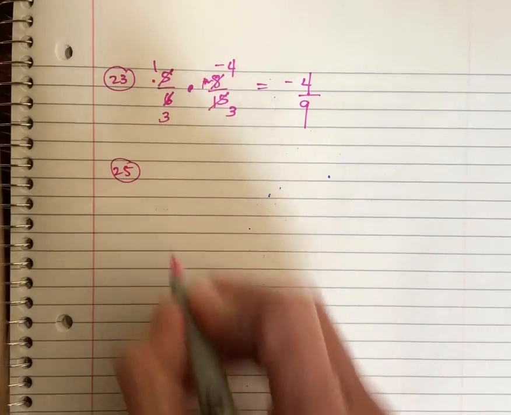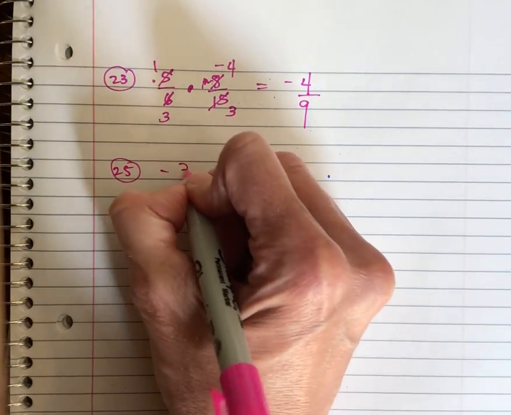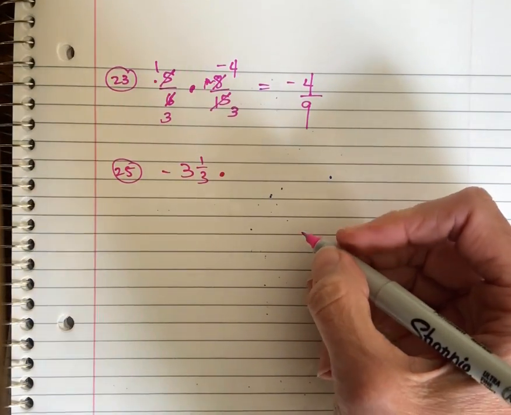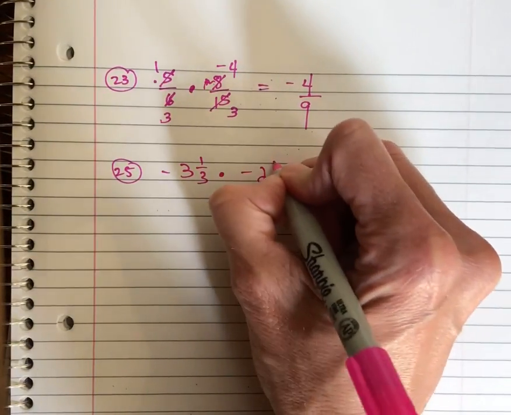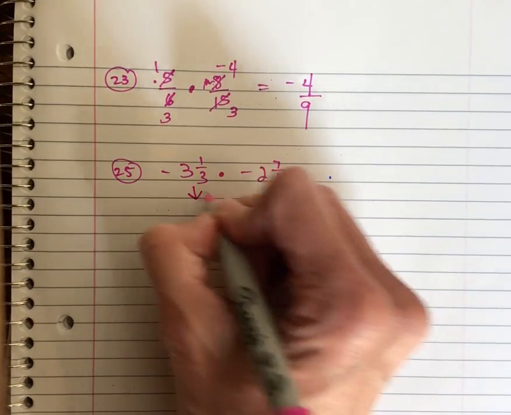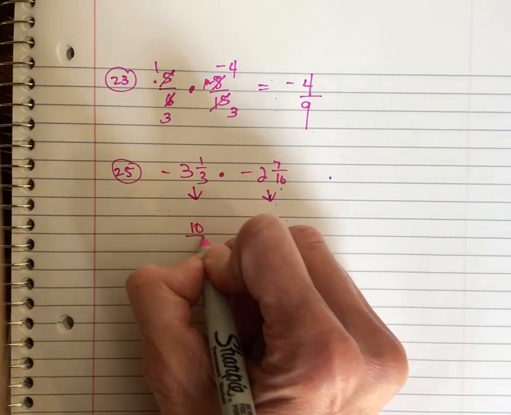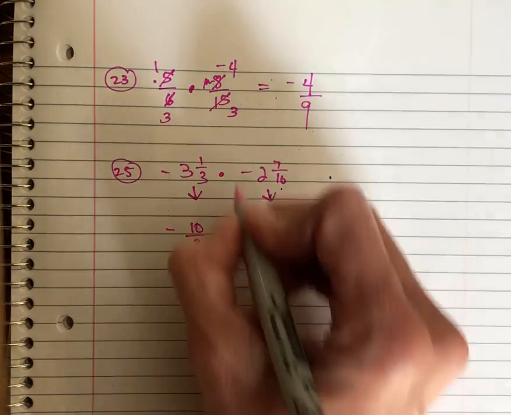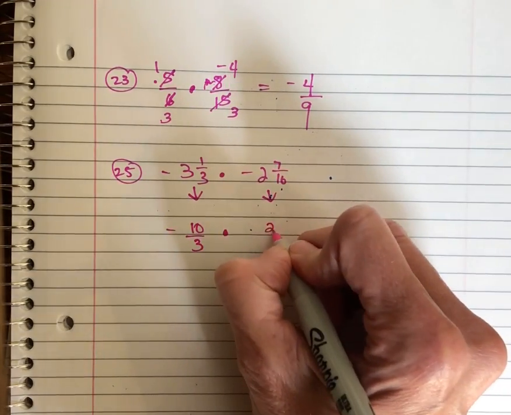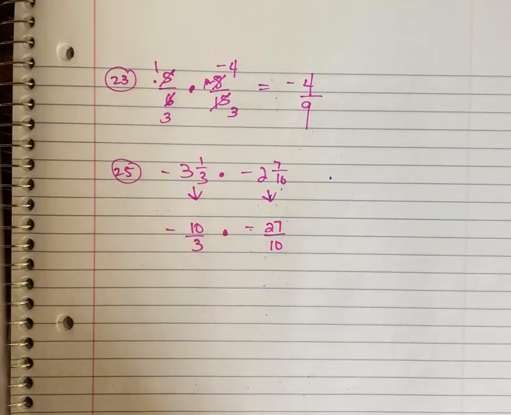25. Negative 3 1/3 times negative 2 and 7/10. So let's make these improper fractions first. 3 times 3 is 9, plus 1 is 10 over 3. Drop in our negative sign. 2 times 10 is 20, plus 7 is 27 over 10. And the negative symbol can drop down.